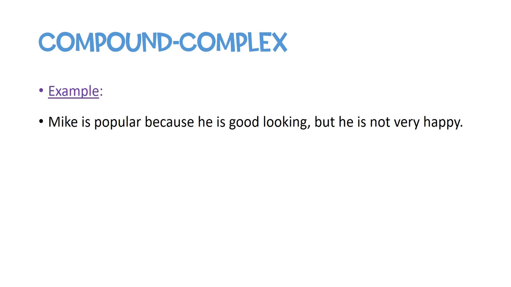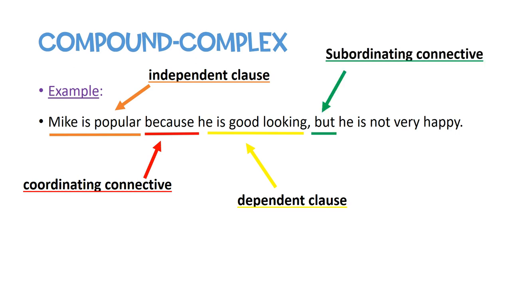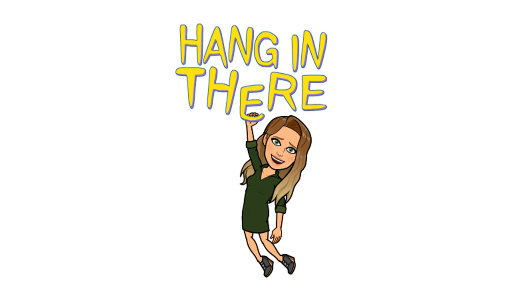Another example. Mike is popular because he is good looking, but he is not very happy. We have our first independent clause, Mike is popular, a subordinating connective, because, the dependent clause, he is good looking, our coordinating connective, but, and our final independent clause, he is not very happy. There's been a lot to remember and you're doing really well so far.